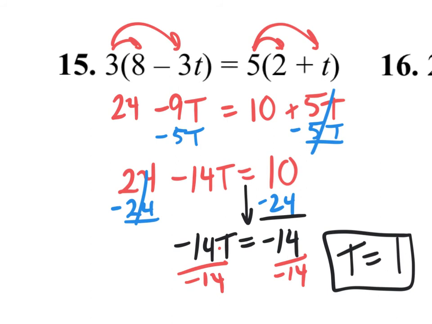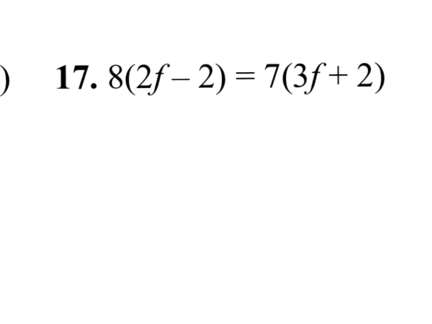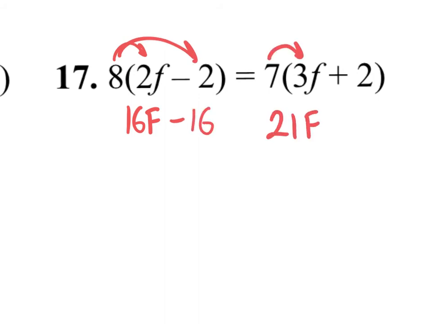Let's jump to number 17. Distribute that 8. 8 times 2f is 16f. 8 times negative 2 is negative 16. 7 times 3 is 21f. 7 times 2 is positive 14. Bring down the equal sign. Let's get these f's on one side of the equal sign.